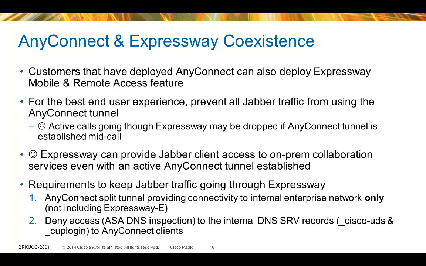You don't have to do it, but there are some cases where if you're on an active call on some devices and then your VPN fires up, you're going to drop the call. They've actually done a good job on Jabber mobile clients. I think it actually preserves the call today, but it's not consistent across all the client types. So I think the best practice would be to keep all your Jabber traffic going through Expressway, and that will allow you to have AnyConnect fired up.